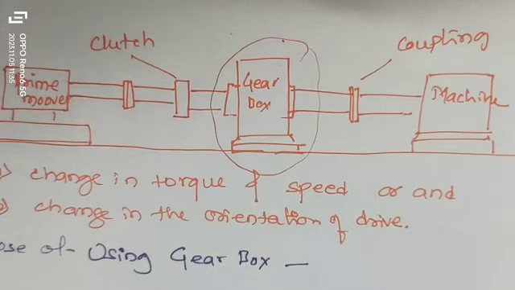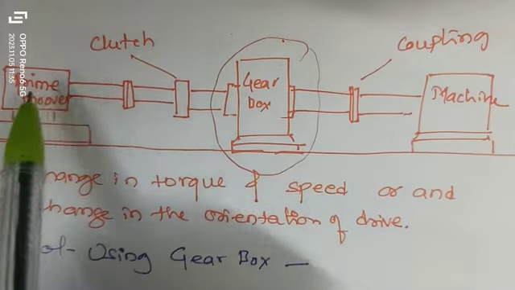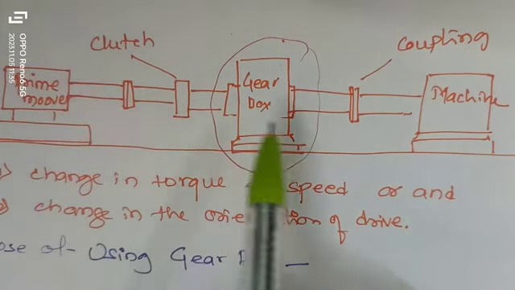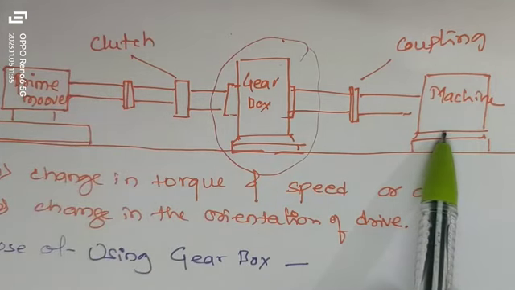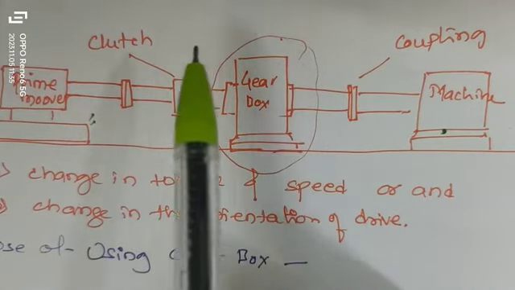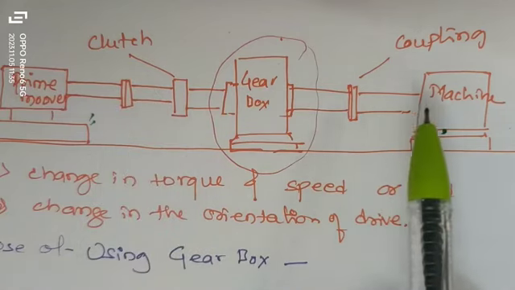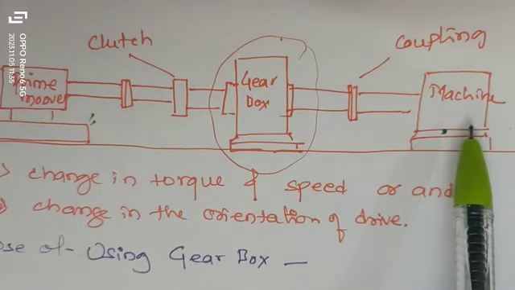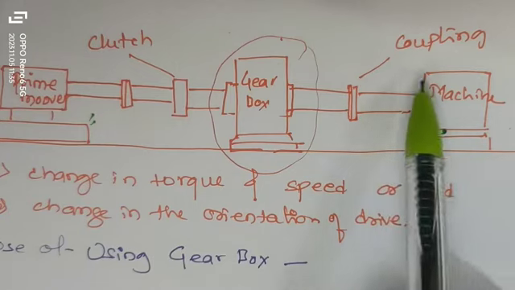Another we have discussed: to convert the standard speed of the prime mover to the specific speed of the driven machine. In applications where the prime mover runs at the standard speed and the machine is required to run at a specific speed or speed range, the gearbox is used to convert the standard speed of the prime mover to the specific speed or speed range of the driven machine.